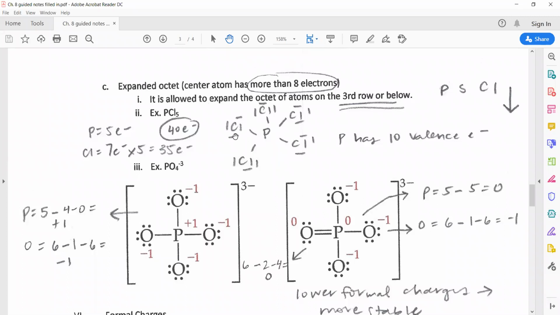All of the chlorines have 8 valence, which remember, the outer atoms have to only have 8. But the center P has 2, 4, 6, 8, 10, which would strike you as odd, except that you know that P is the center atom. He is in row 3 and below. Like if he was nitrogen, this could not happen because nitrogen's up here on the periodic table. But P is allowed to have an expanded octet. So he has 10 valence electrons and he's happy with that.